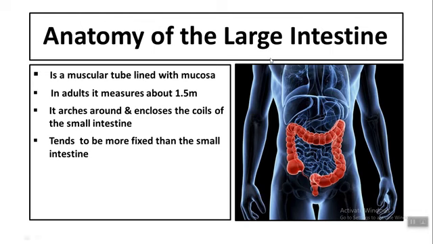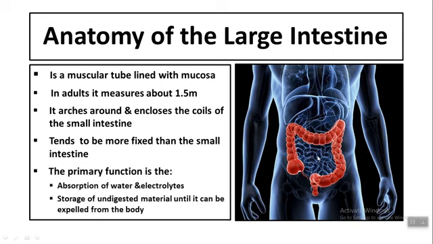The large intestine is more fixed to the posterior abdominal wall by peritoneum than that of the small intestine, which lies more freely inside the abdominal cavity. The primary function of the large intestine is the absorption of water and electrolytes. Next is the storage of undigested material until it can be expelled from the body as feces.